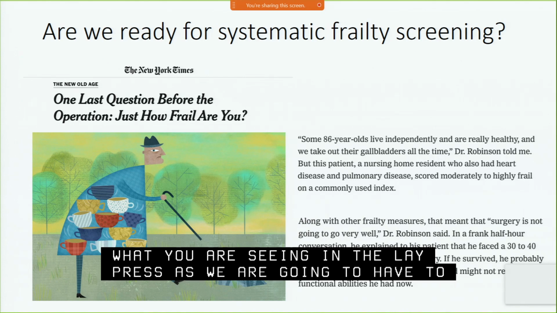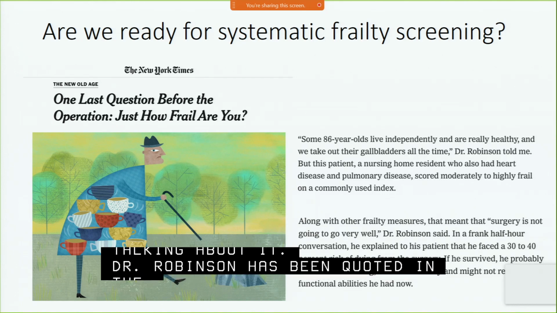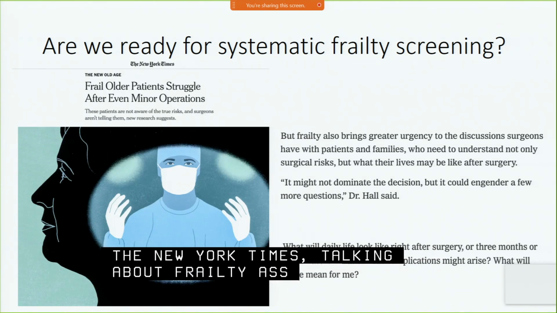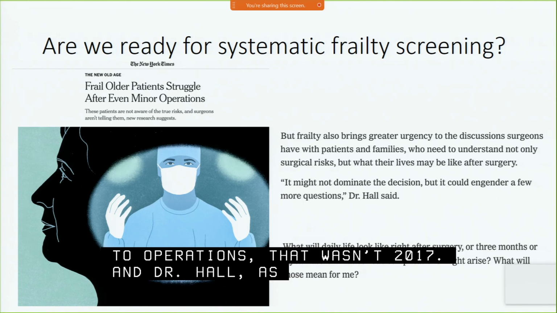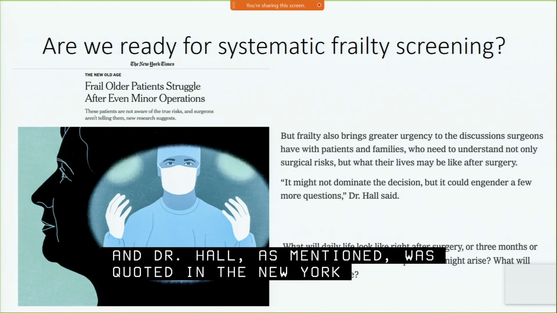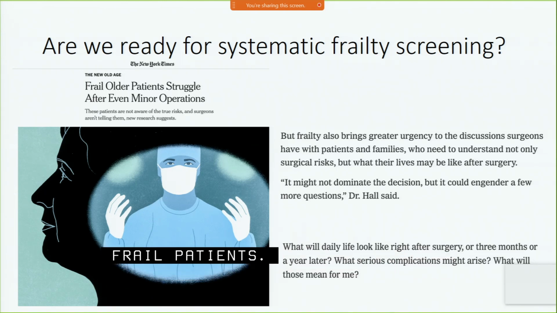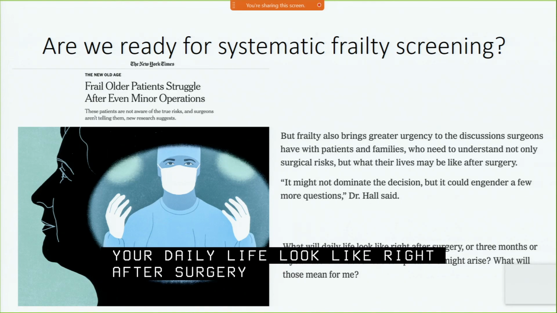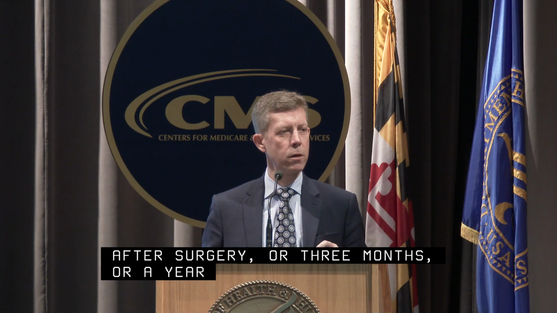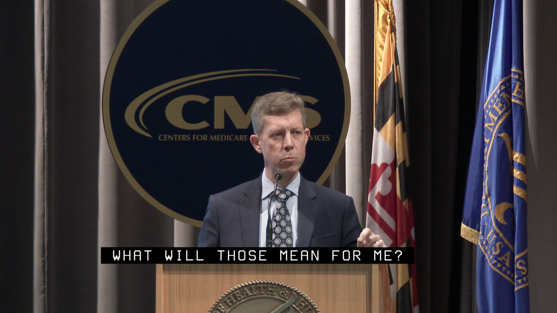Dr. Robinson has been quoted in the New York Times talking about frailty assessment prior to operations. That was in 2017. And recently, Dr. Hall, as mentioned, was quoted in the New York Times for that no minor operation for frail patients. But I think the most important point of that article was the following quotation. What will your daily life look like right after surgery, or 3 months or a year later? What serious complications might arise? What will those mean for me? These are all questions that our public is starting to talk about, and I think the time is right for that tipping point to start looking at frailty in large systems.